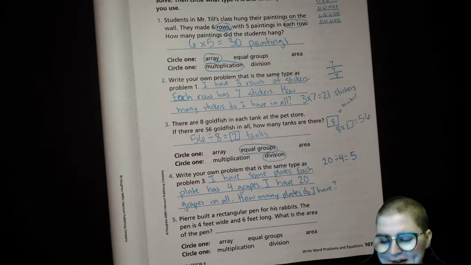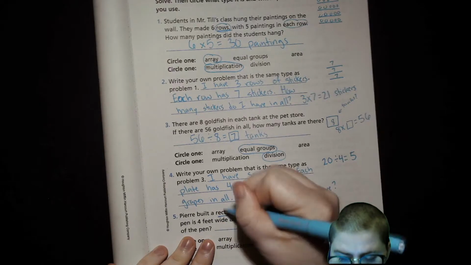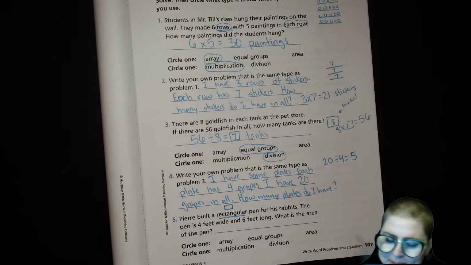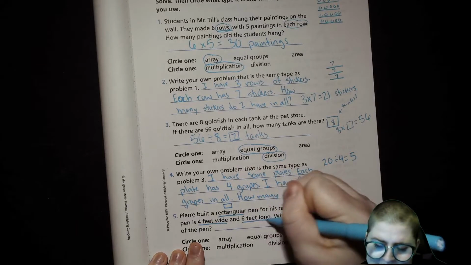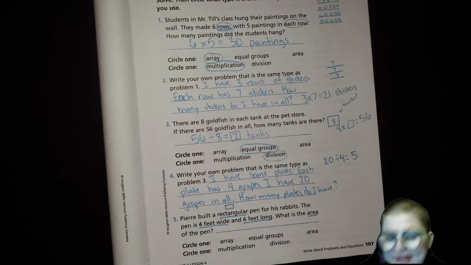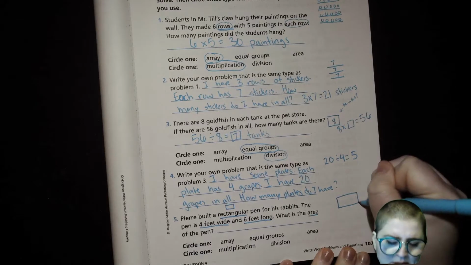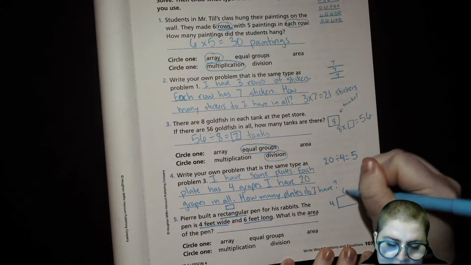All right, number 5. Pierre built a rectangular pen. This is a hint. Because a rectangle is a 4-sided shape, right? The pen is 4 feet wide and 6 feet long. What is the area of the pen? So we can draw that symbolically just to represent it. 4 feet wide, 6 feet long.